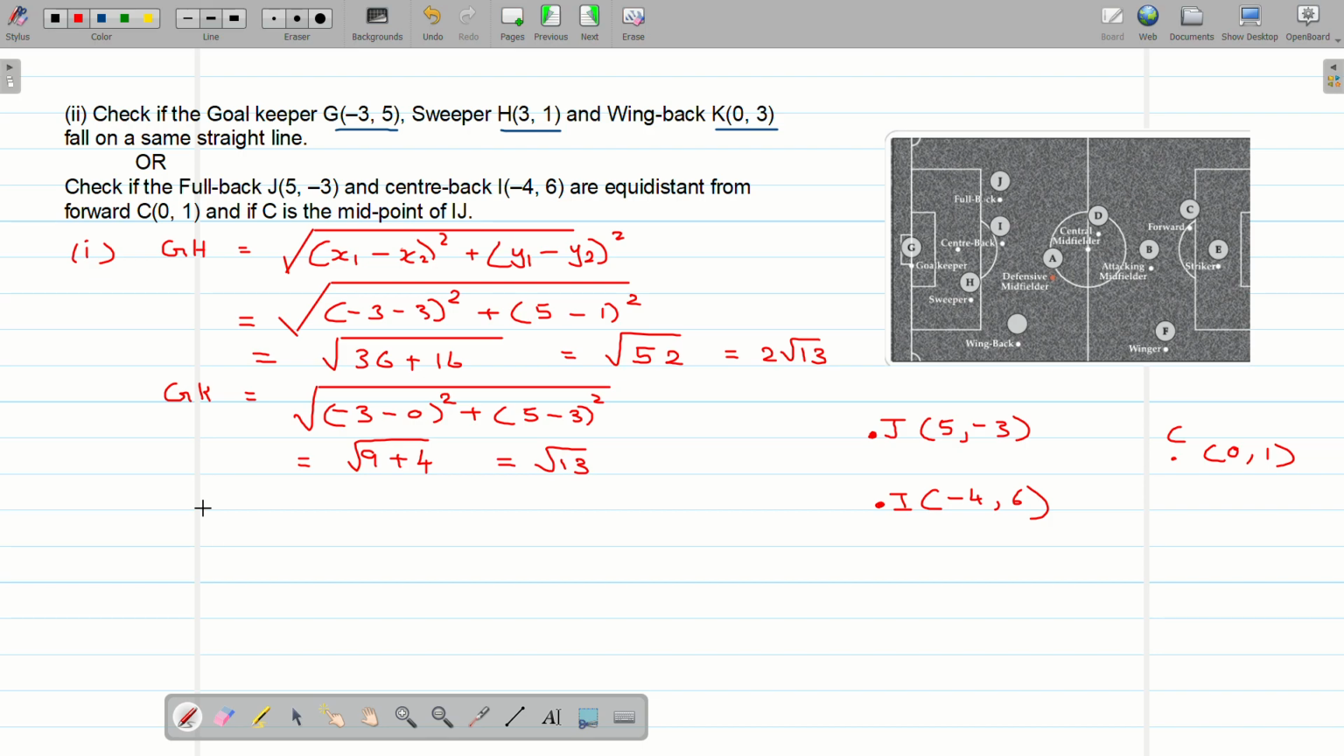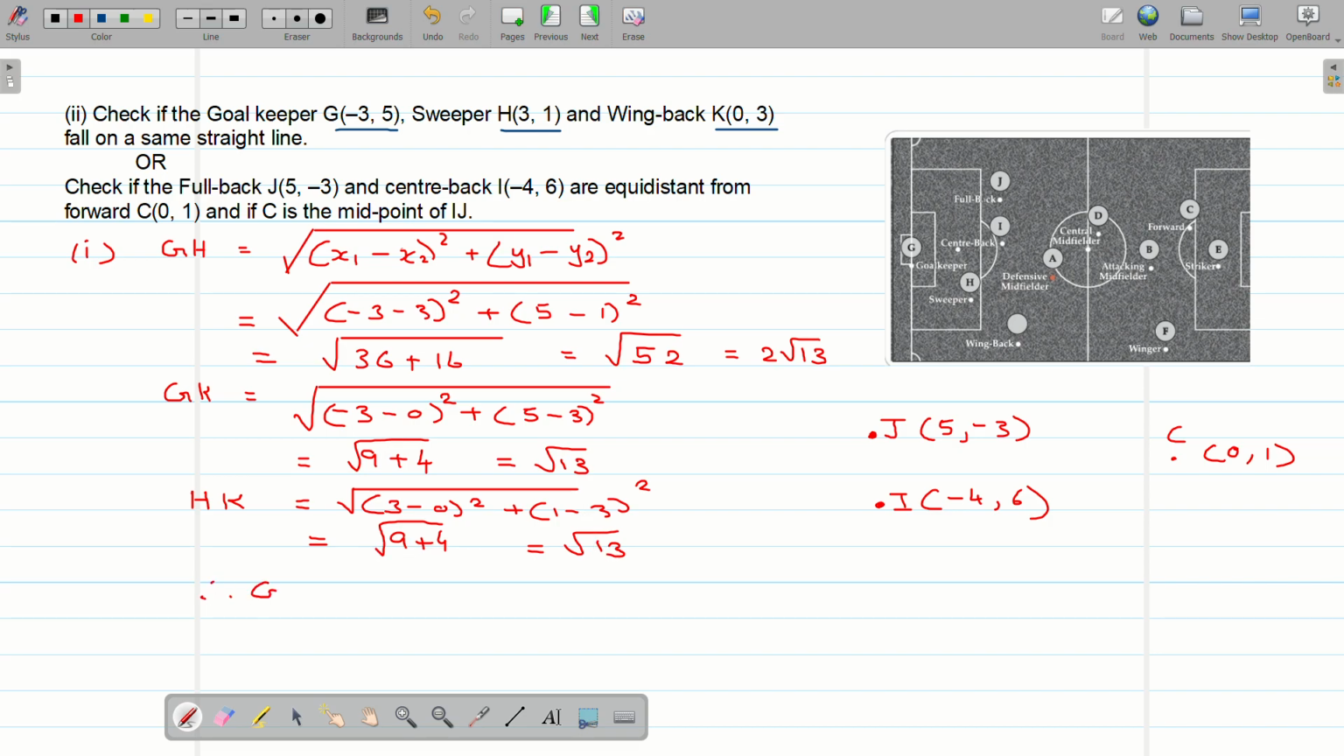Now HK is equal to square root of, H and K, (3 minus 0) the whole square plus (1 minus 3) the whole square, that is equal to, again 9 plus 4, square root of 13.